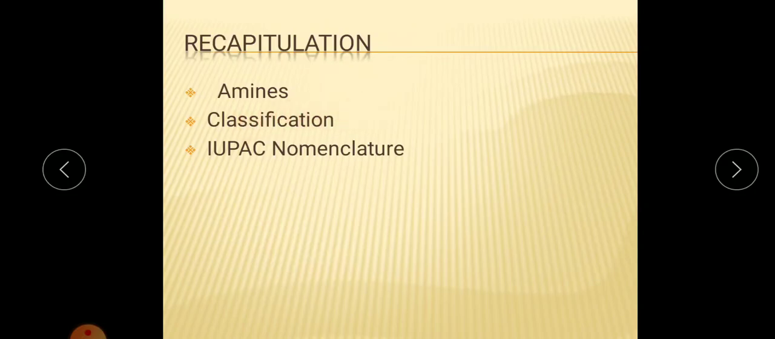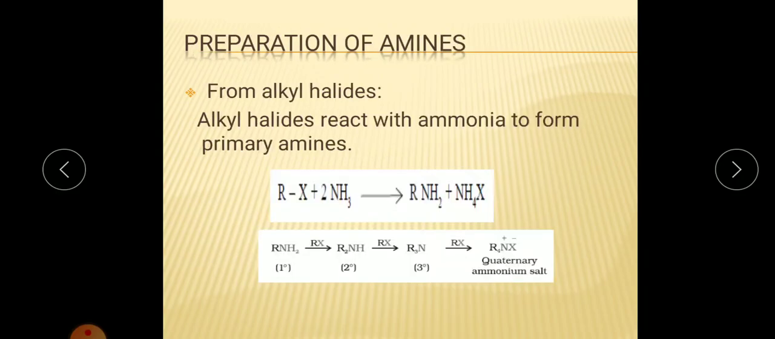Then we saw their classification, that we can classify them as primary, secondary, tertiary and quaternary on the basis of the nature. And then we discussed IUPAC nomenclature, how we can name amine compounds. Now today we are going to see the preparation of amines, and first we'll see how we can prepare amines from alkyl halides.